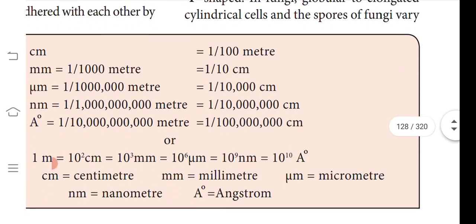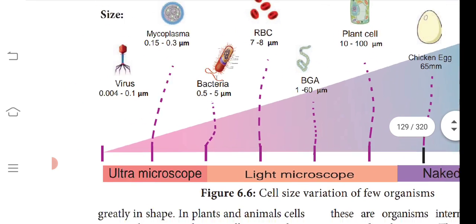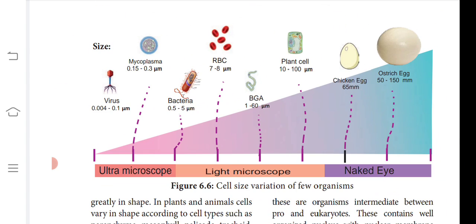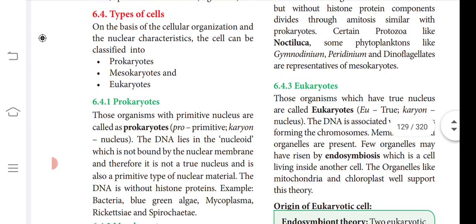Okay, globular, elongated, spore, and cylindrical shape. There are different shapes and sizes of the cell. Okay, so types of cells. This we have read in detail already about the prokaryotic cell, mesokaryotes and eukaryotes.